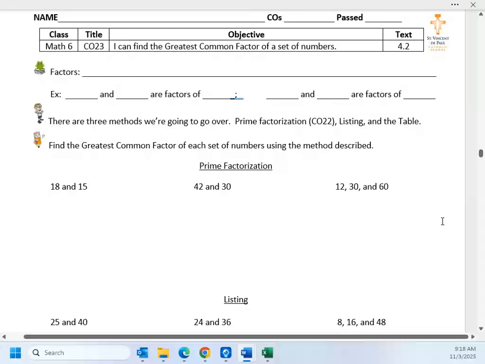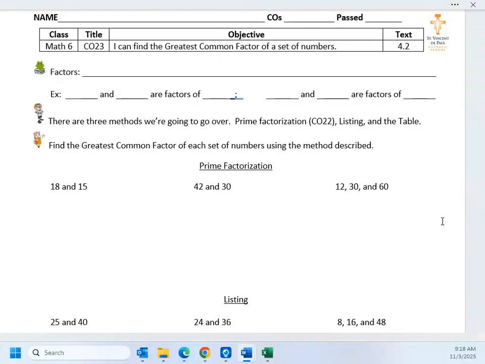Good morning. Today we are continuing working with those factors. We worked with prime factorization the last time. Now we're going to look at what the greatest common factor of a set of numbers is. So still working with those factors.